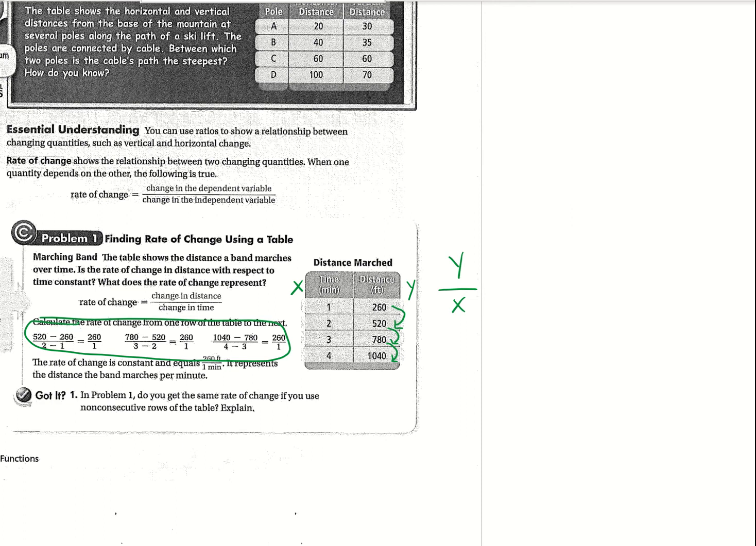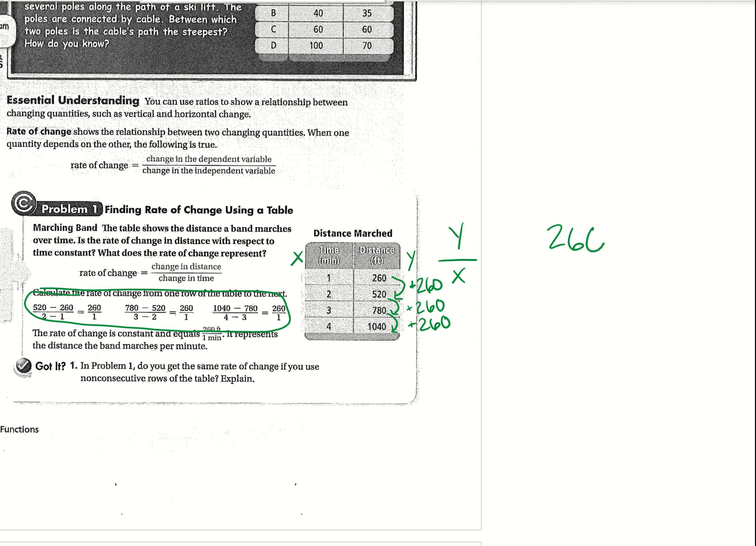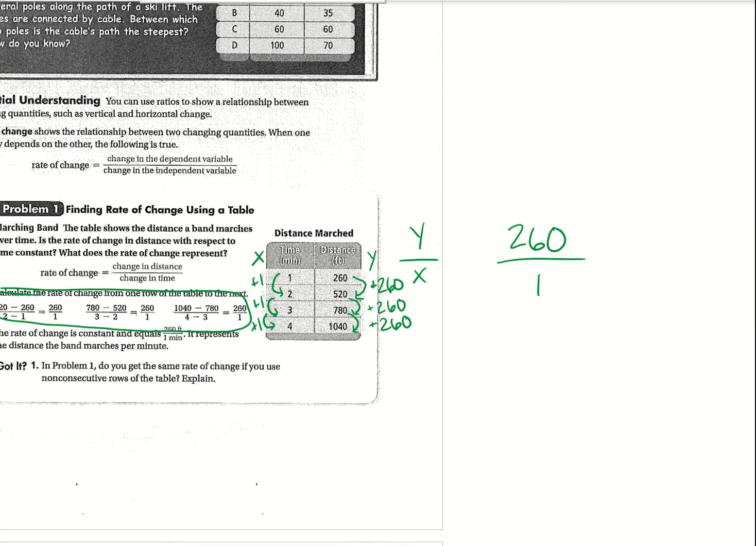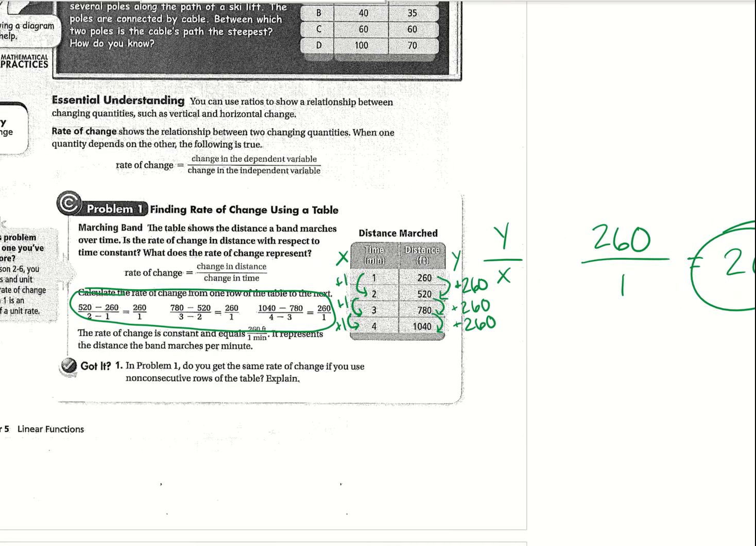260 and 520, the difference between those is that it's going up 260. Here we have plus 260 and plus 260. So that's our y, or our numerator. And then our denominator, we've got plus 1 for all of our x values. So we have 260 over 1. So the slope, or the rate of change, is going to be 260.